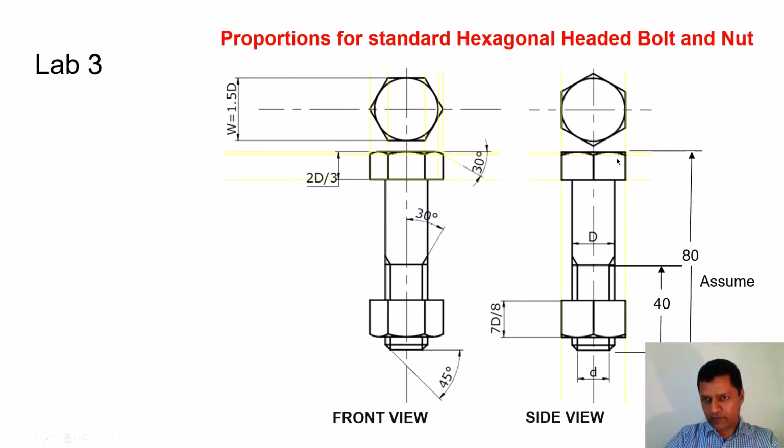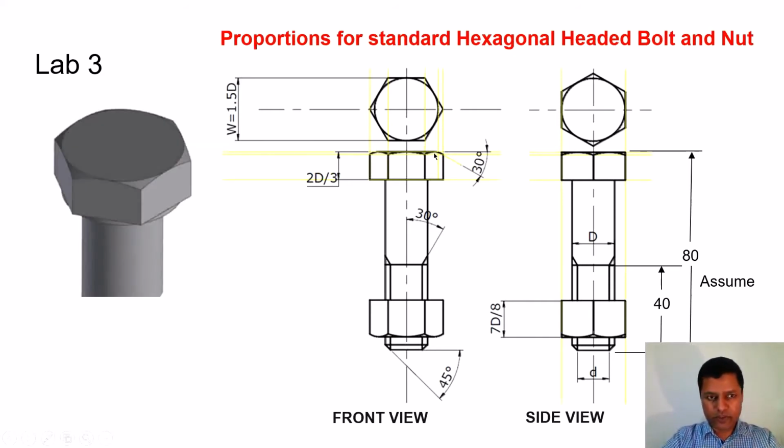For this exercise we will assume the length as 80 millimeters. The total length, including the head of the bolt to the end of the bolt, is considered as 80 millimeters. We can assume any suitable value for that. We will assume 80 millimeters, and the threaded length we will take from the end to here, 40 millimeters.